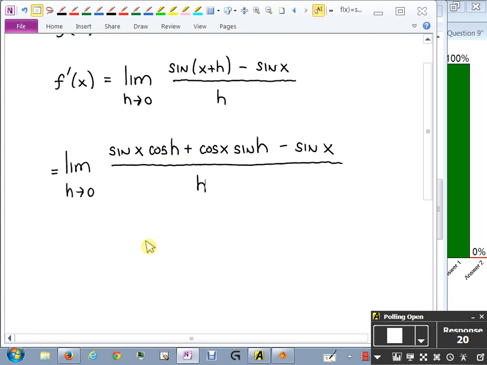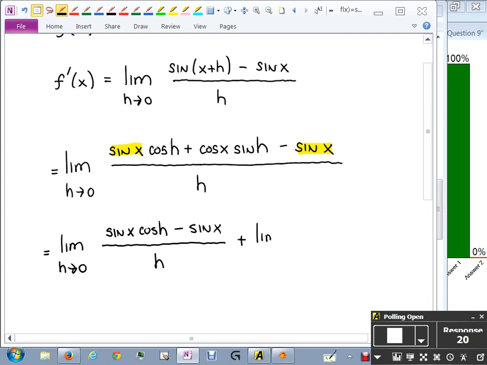All right, so what happens here? I don't see anything canceling. How are we going to get those h's to go away? Like, what in the world is happening here, right? So check this out. I'm going to recognize that I have a sine x here and a sine x here, right? So follow me if you can. I'm going to rewrite this. I'm just going to rearrange things, all over h, plus limit h goes to 0 cosine x sine h.